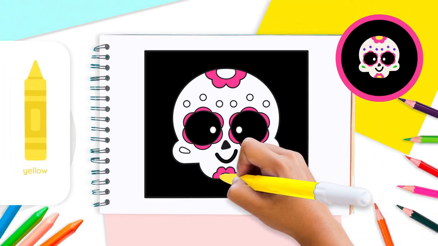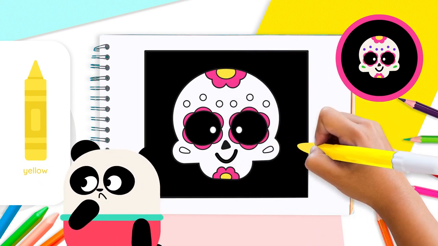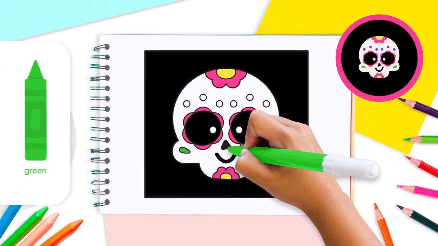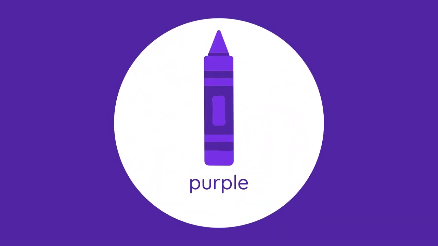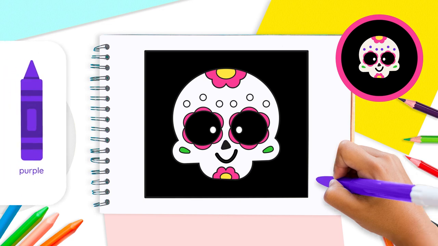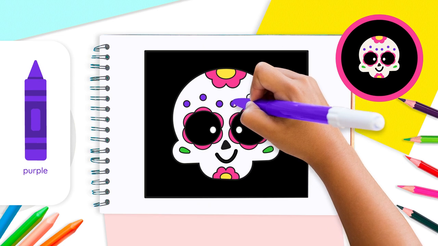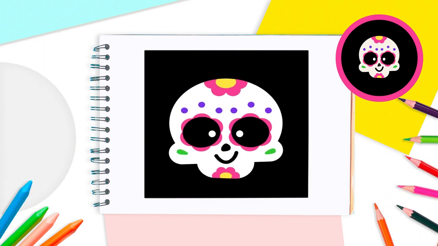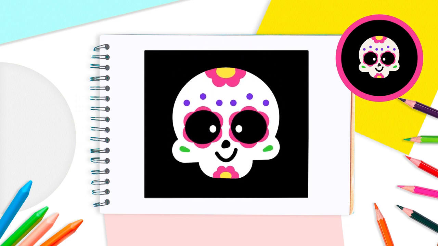Now, take your yellow crayon and color the center of your flowers on both the top and bottom of our skull. Color the small ovals inside both cheekbones. And last, but not least, use your purple crayon to color inside the 6 small circles right above the eyes. Good job, everyone! Your skull is fully decorated, and we are ready to start the celebration.